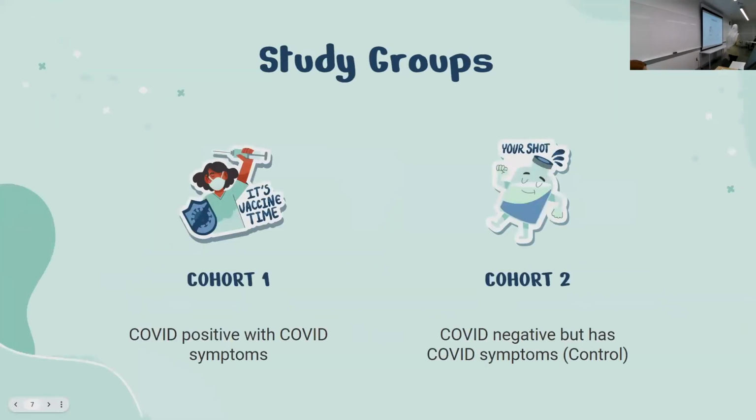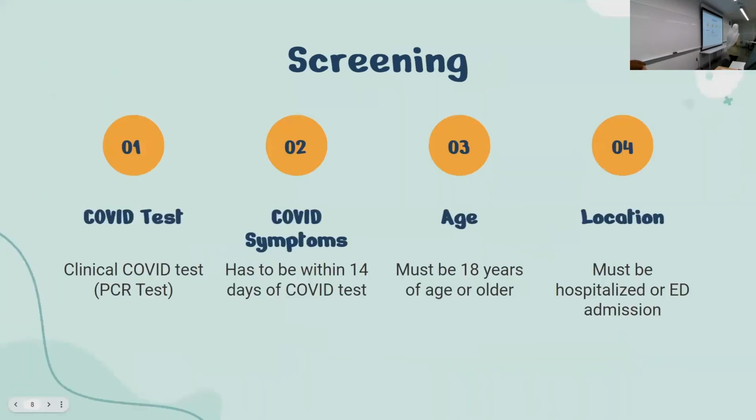Our study group was 2 cohorts. Cohort 1 were those that had a positive COVID test plus COVID symptoms, and cohort 2 were those that had a COVID negative test but had COVID symptoms, essentially our control group. Our inclusion criteria was that you have to have either a positive or negative COVID test, be 18 years of age or older, have a COVID symptom within 14 days of your test, and be either hospitalized or in the ICU.